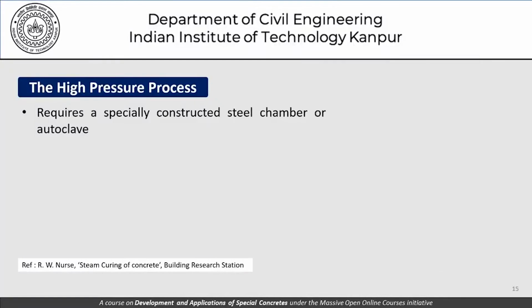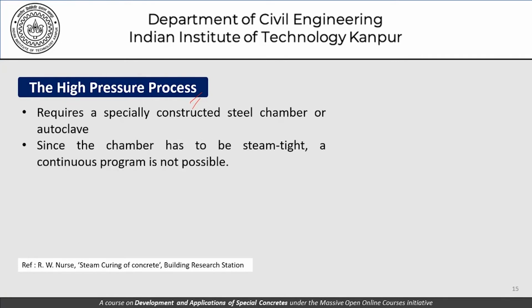Let us spend a minute on the high pressure process for steam curing in the precast concretes. This process requires a specially constructed steel chamber or an autoclave because we are going to elevate the pressures. So we need a steel chamber and an autoclave. Since the chamber has to be steam tight, a continuous program is not possible. That is, we cannot have concrete members being placed all the time. So it's very close to a batch process.